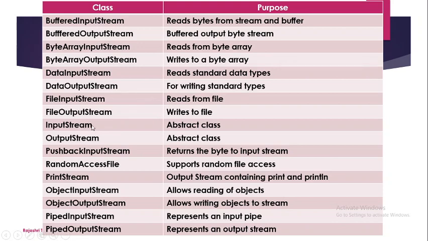Input stream and output stream are abstract classes which are used to provide functionality to derived classes. Here it is simply written that these are abstract classes. Pushback input stream returns a byte to the input stream. Random access file supports random access of a file. If we want to access a file for a specific record, we can use this random access file. It supports random file access.